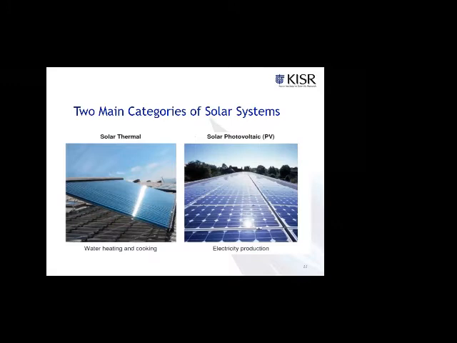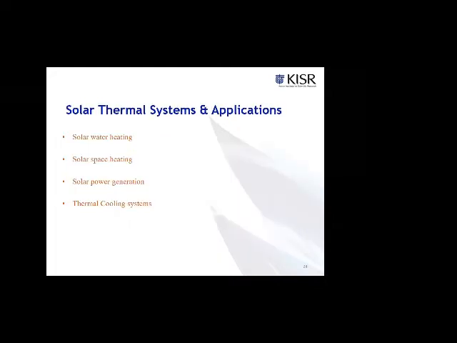If we want to divide the categories of the solar systems, there is solar thermal and solar photovoltaics. I will start by talking about solar thermal systems and the different applications. There are four main categories that we can use: solar water heating, solar space heating, solar power generation, and thermal cooling systems.